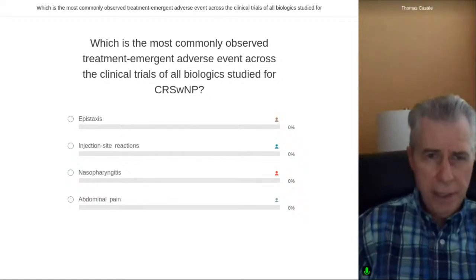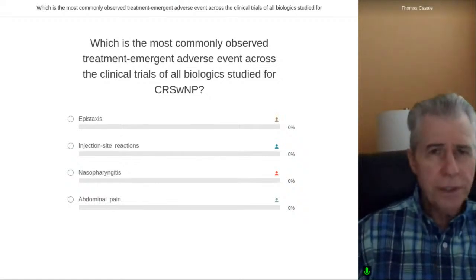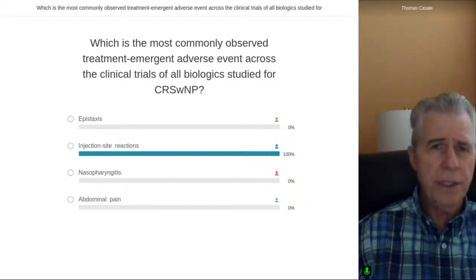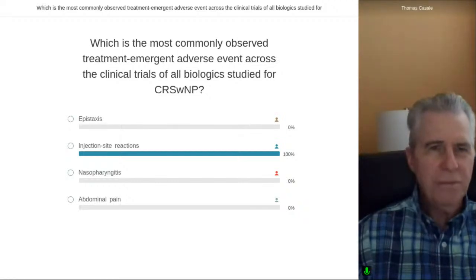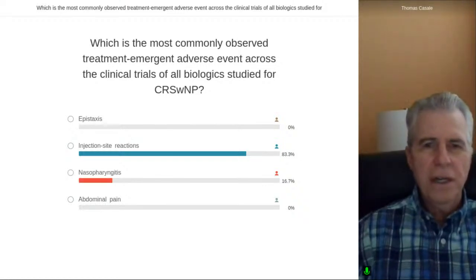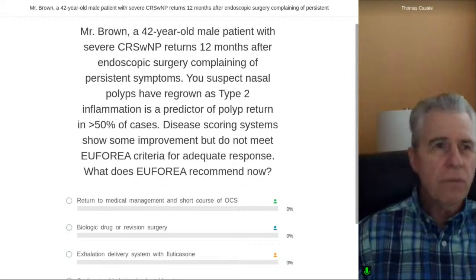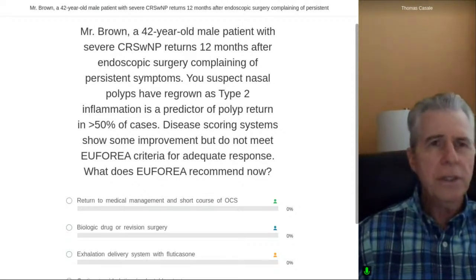Okay, and next, which is the most commonly observed treatment-emergent adverse event across the clinical trials of all patients? So it looks like most people are saying injection site reactions. And of course, we'll go on for the next question.